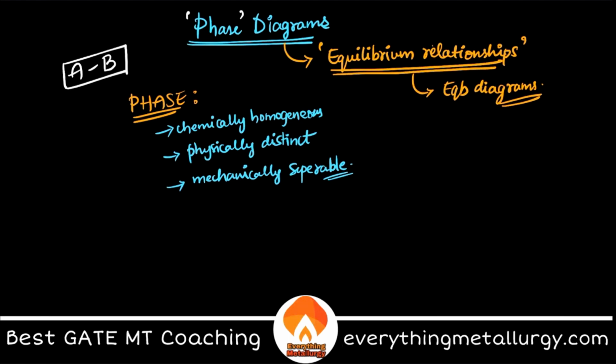Physically distinct. That means you need to easily tell that a phase is a separate entity, and mechanically separable. That means a phase can be separated out using some treatments. Okay. Best examples are: solid is a phase, liquid is a phase, gas is a phase.